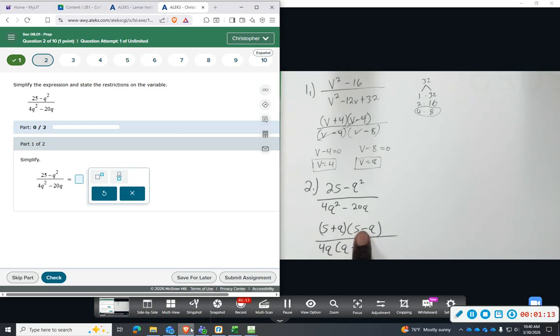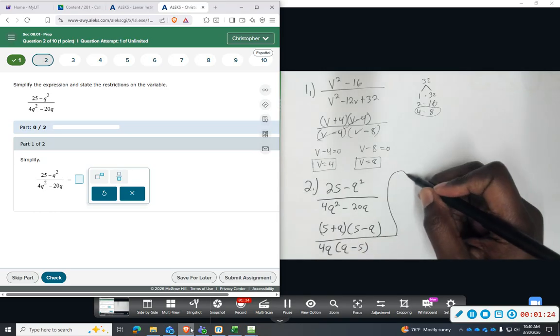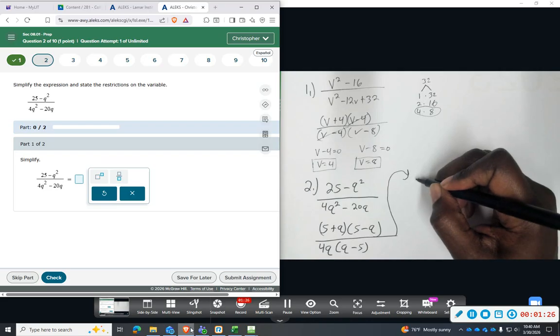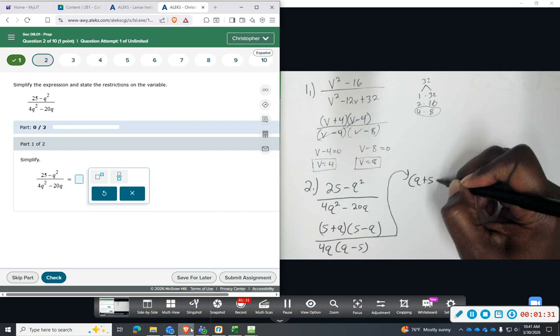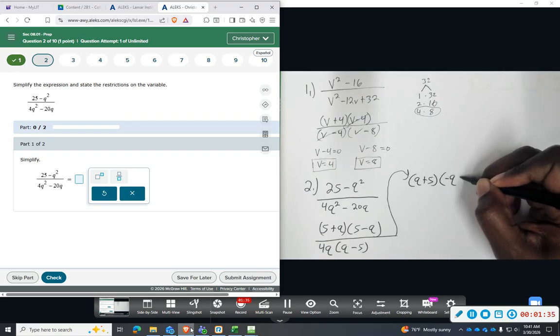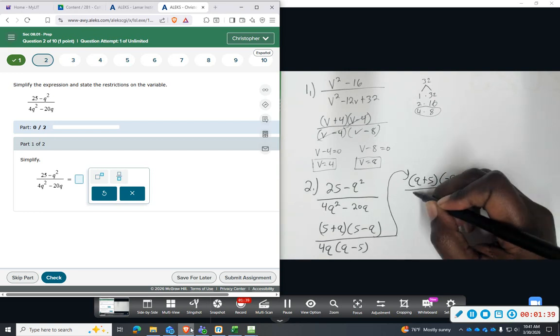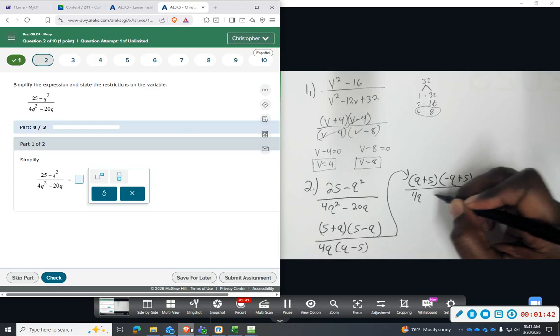So what I'm going to do is rewrite these and then put it so that the q is out front and then see what happens when we factor out a negative. So I'm going to wrap around. I'm running out of room. And I'm going to write this as q plus 5 and then a negative q plus 5 over 4q and then q minus 5.